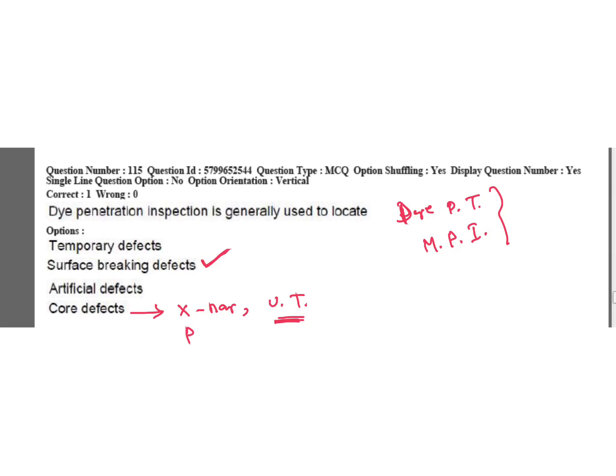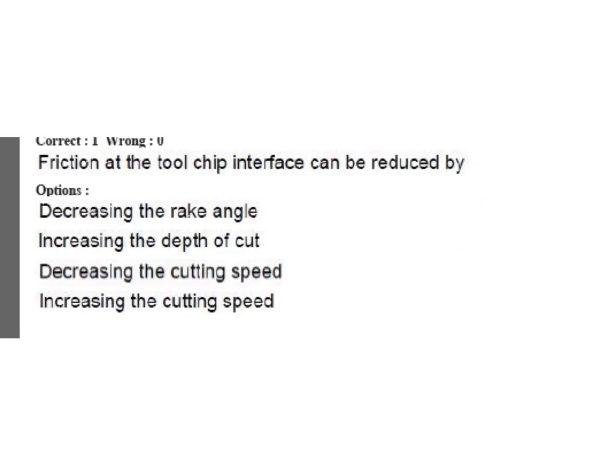Friction at the tool chip interface can be reduced by decreasing the rake angle, increasing the depth of cut, decreasing the cutting speed. So increasing the cutting speed, this is our answer.